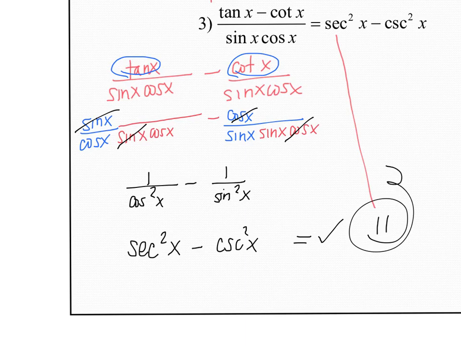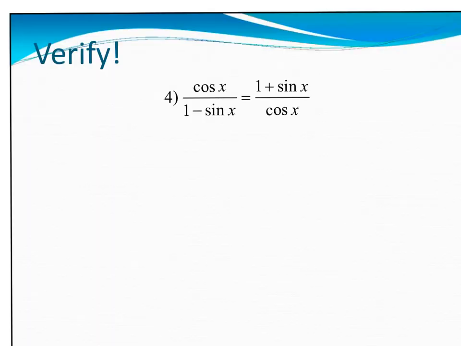Alright, let's try the next problem. In this problem, we want to try the strategy of multiplying by a conjugate. We multiply by a conjugate to allow the Pythagorean identity to help us out here. It doesn't really matter which side we start with. I'm just going to start with the left-hand side. And the conjugate would be 1 plus sine x.